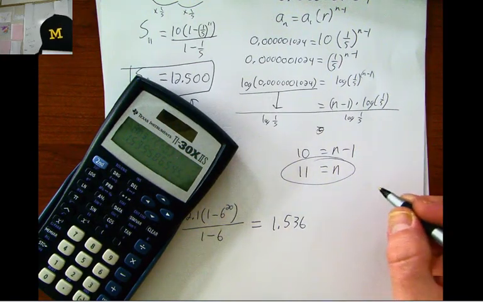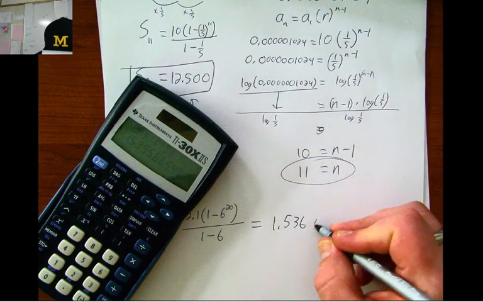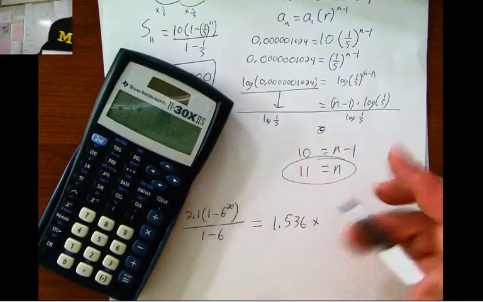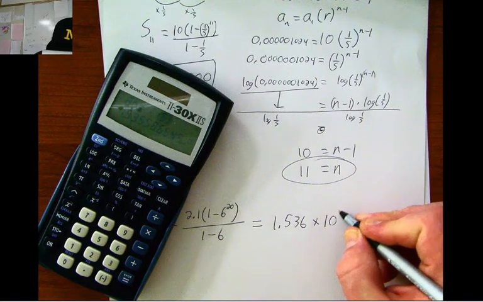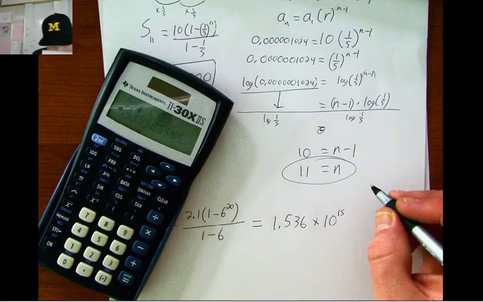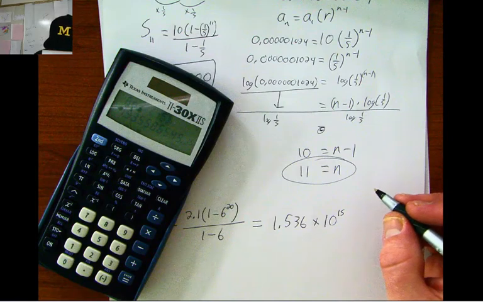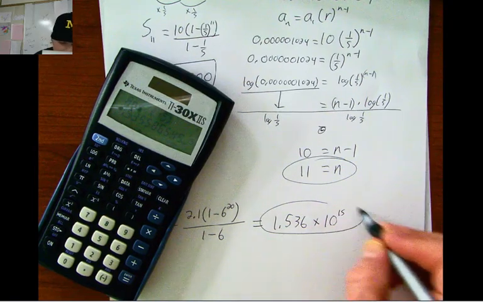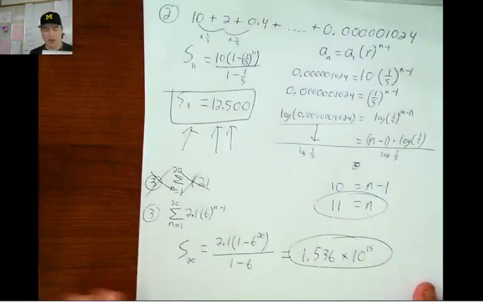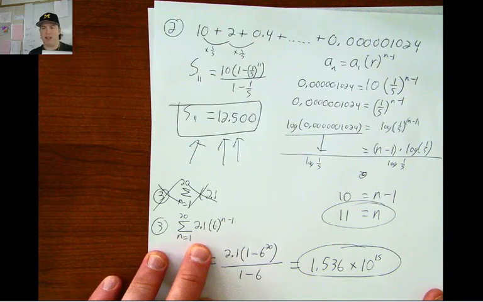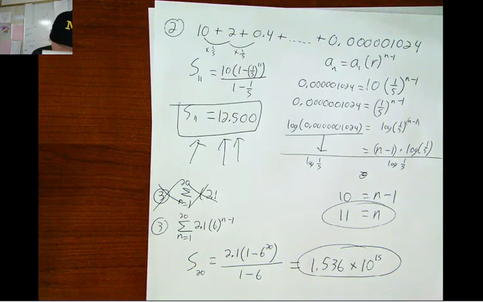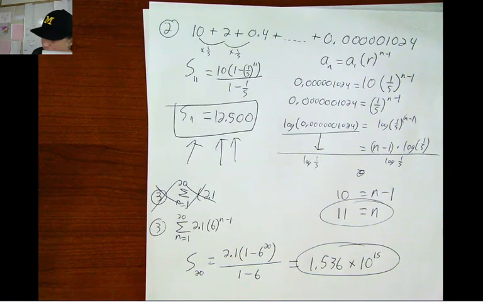It goes like this: 1.536, if we round to the nearest thousandth with this decimal, times 10 with a little 15 here. So that's times 10 to the 15th power. That's a good enough answer for me. Scientific notation. And if you think about it, it is going to be like that, because when you get 6 to the 20th power, that number is huge. So that happens with these.